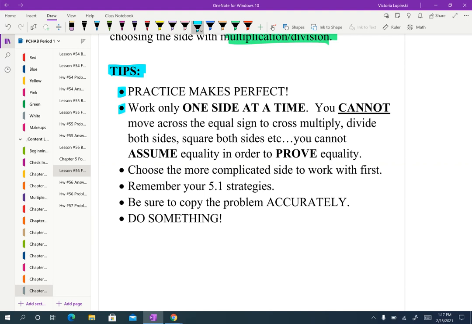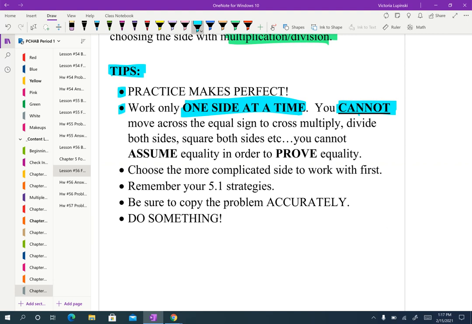Secondly, you're only allowed to work one side at a time. Every problem is going to have an equal sign, so you're going to think of it as a left side and a right side. You're only allowed to work one side at a time. Keeping that in mind, you cannot move across the equal sign. You cannot cross multiply. You cannot divide both sides. You can't add to both sides. You can't square both sides.